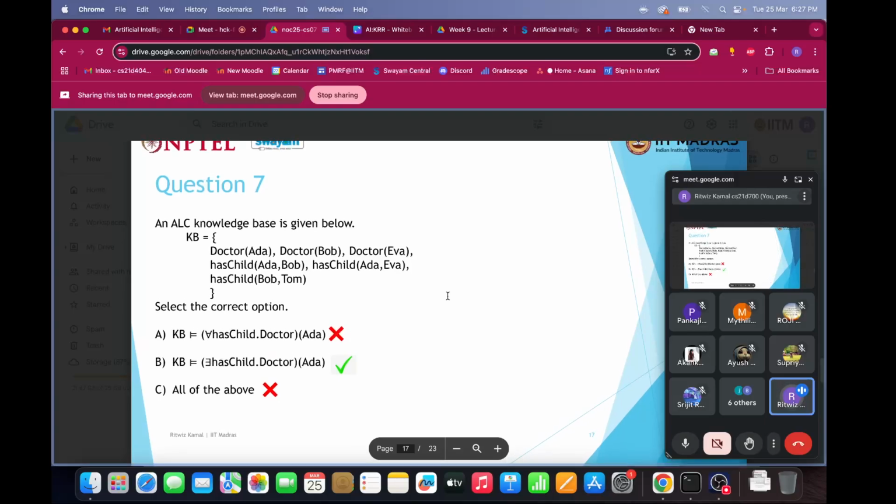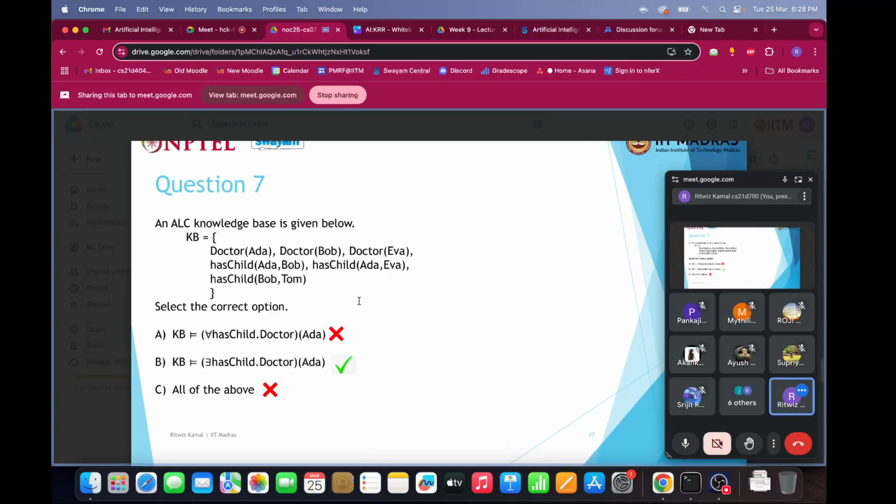So option B is the correct entailment, which says that Ada belongs to the set of people who have some child who is a doctor. And that is what is represented by the knowledge base over here. Ada has a child named Bob and Bob is a doctor. Ada has a child named Eva and Eva is a doctor, and Ada herself is a doctor as well. But there is this extra information that Bob has a child named Tom, and we don't know anything about Tom.